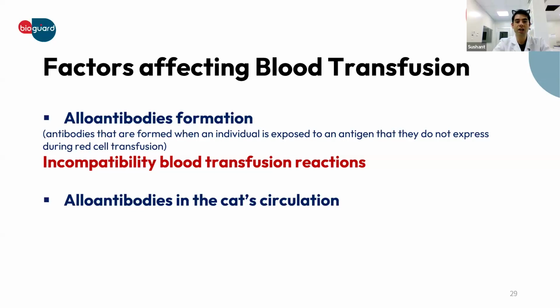Second is alloantibodies that are already circulating in the cat. As we previously saw, whenever there is an antigen on the surface, for example, the blood group type A would have A antigen on the surface, and they would naturally have anti-B antibodies circulating in the plasma. So that's another factor that could affect the blood transfusion if it's not done correctly.